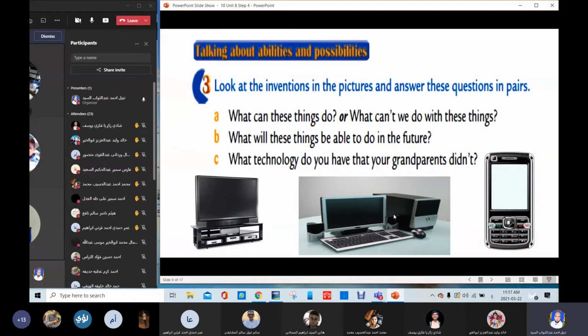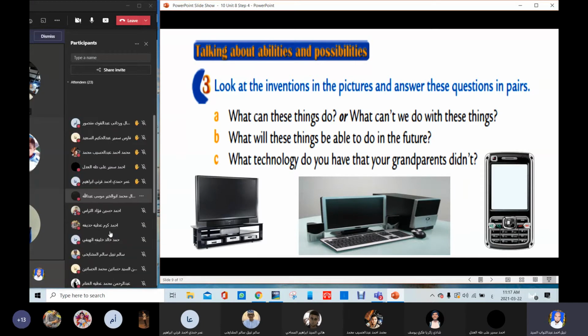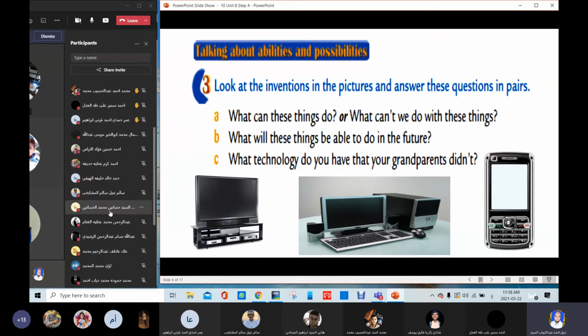What can the desktop or the computer do? It can help us make projects and write text files. Very good. So it can keep information, it can save information, it can send messages or emails. Okay. What can a mobile do? Abdurrahman Hassanin, what can a mobile do?